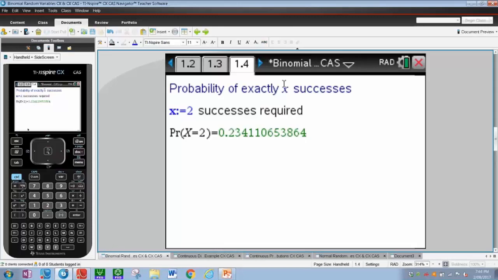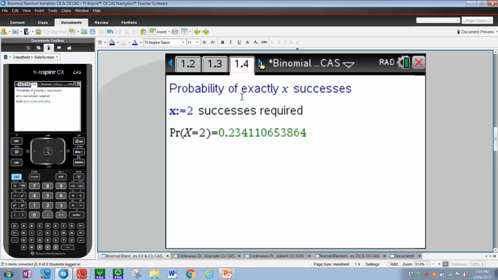As you can see on this page here, I've got x equals 2. This is the page you would use if you want the probability of getting exactly 2 successes. So if Brian was to get exactly 2 hole-in-ones over that 9-hole golf course, that would be approximately 23%.